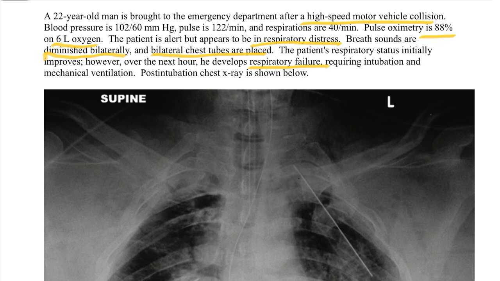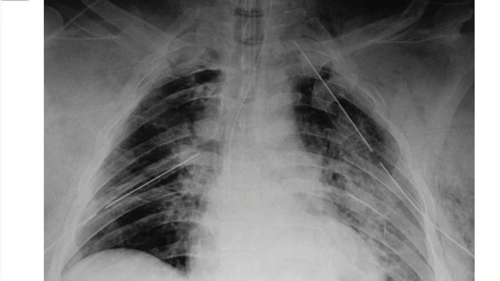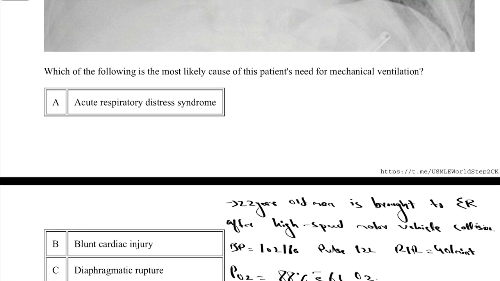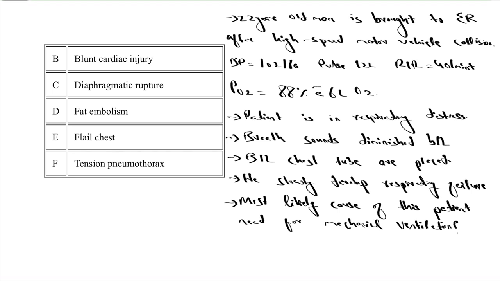The patient's respiratory status initially improves, however, over the next hour he develops respiratory failure requiring intubation and mechanical ventilation. Post-intubation X-ray is shown below. So this is the post-intubation X-ray which is shown here. So which of the following is the most likely cause of this patient's need for mechanical ventilation?